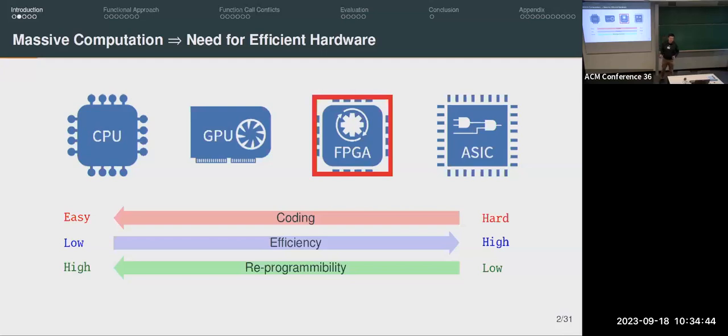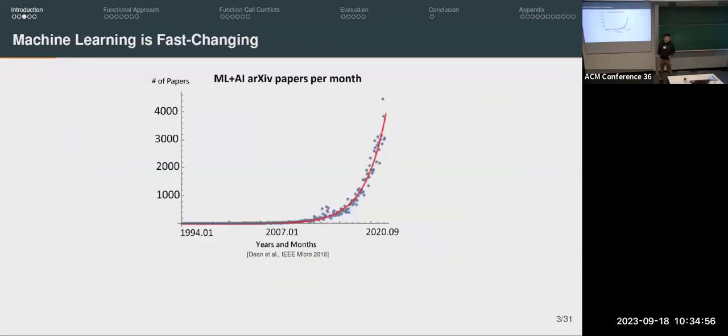It provides us a certain degree of reprogrammability, and it can be efficient. So the problem we want to solve is how to make writing the code easier for that. But why is this the issue?